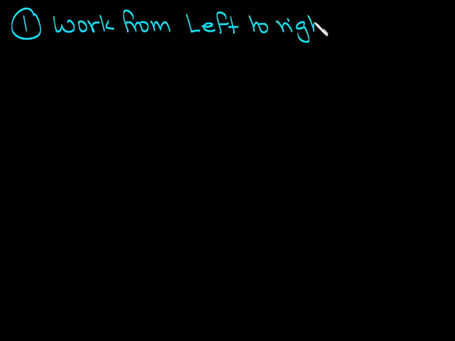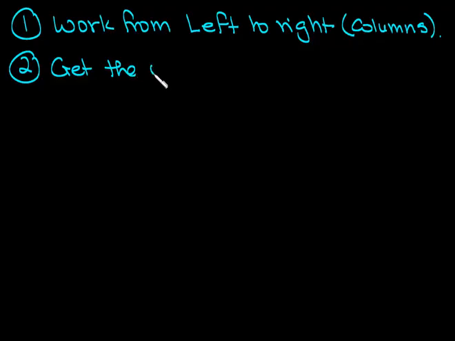What we do is, first of all, we work from left to right. By that I mean columns, from the left column to the right columns. That's the first thing you need to understand. So here are the steps really. That's just telling you that we're going to go from left to right. Get the one in the column.